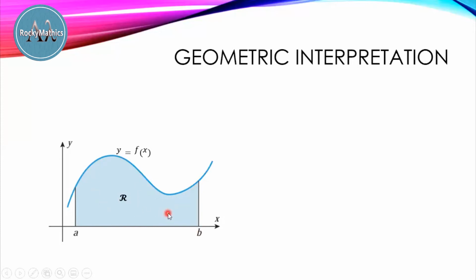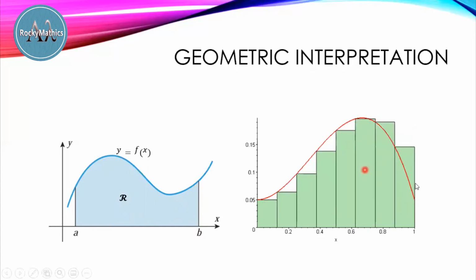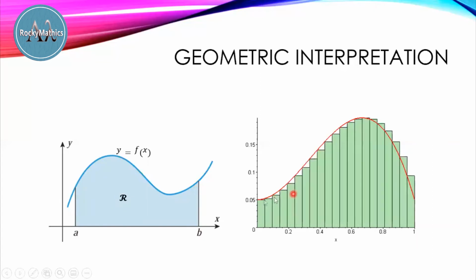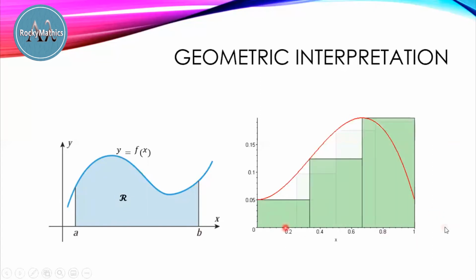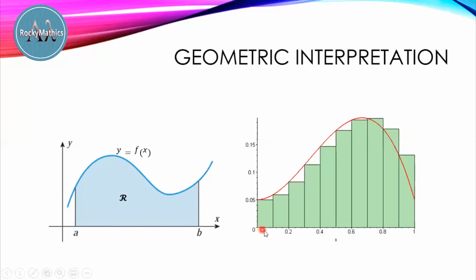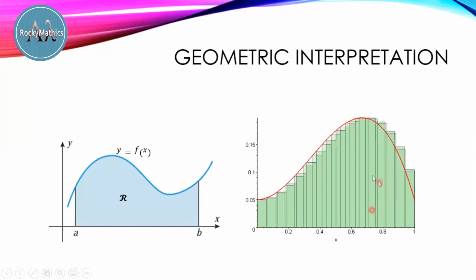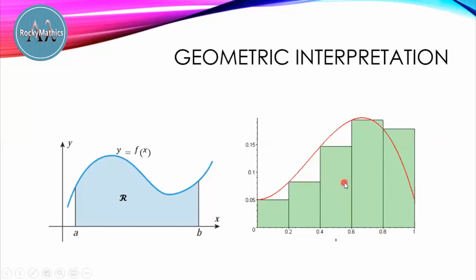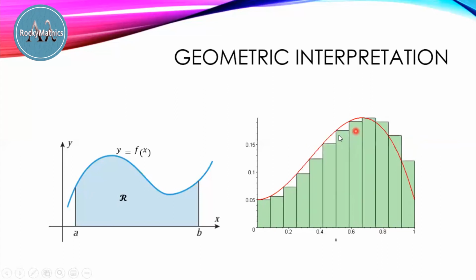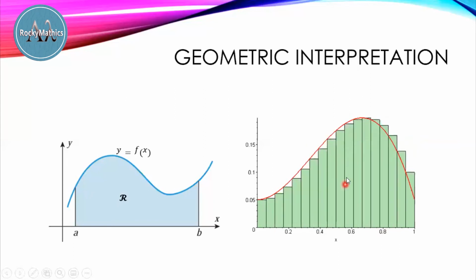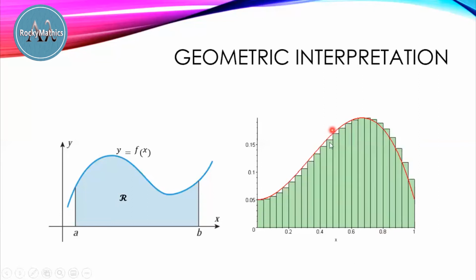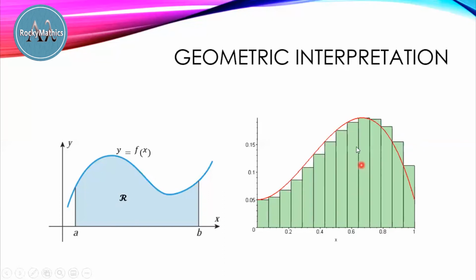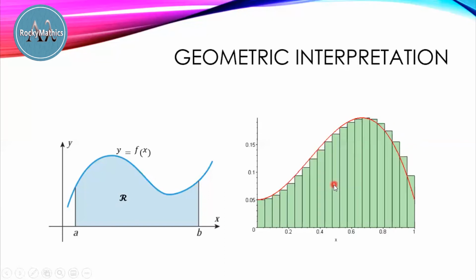To answer this problem, we have here another illustration. Suppose we want to know the area of this region bounded by this curve, and also the x-axis, and the lines x is equal to 0 and x is equal to 1. How to compute this area? Here we use the concept of Riemann sum, which is actually a kind of approximation by partitioning. We partition this region into shapes, and in this case, we partition into rectangles.